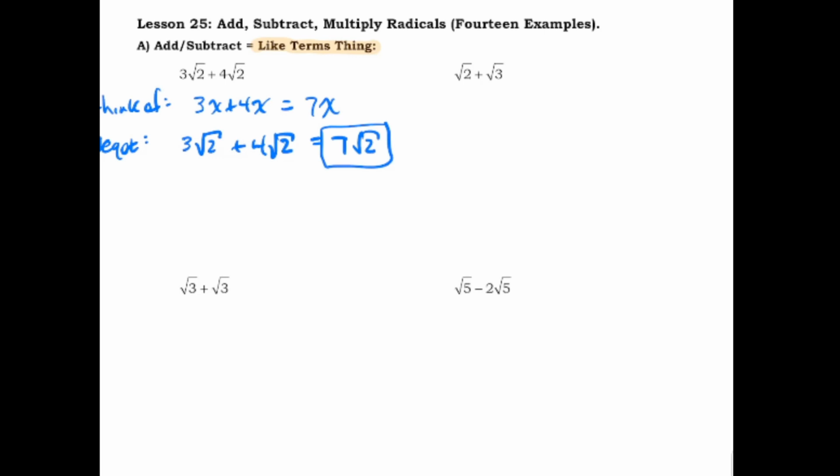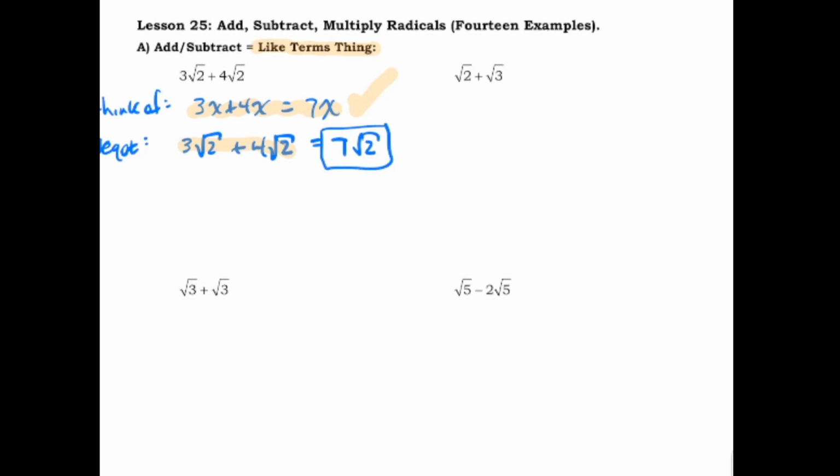So you always want to relate things to what you know, right? I know this, you know this. 3x plus 4x is 7x. Happy with that? Well, what we're trying to say today is that this is like that. This is 3 somethings plus 4 of the same thing. I got 3 of them, I got 4 of them, I got 7 of them. That's the whole idea of like terms.